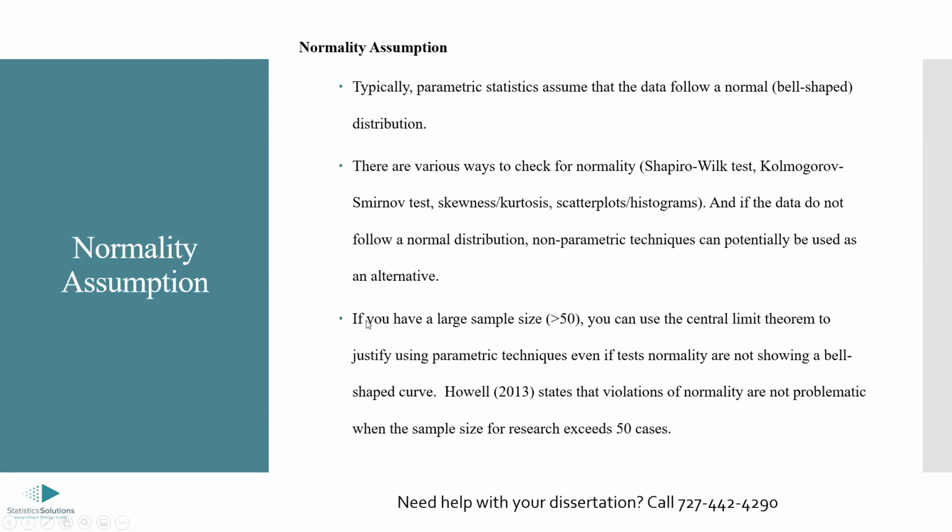The alternative here is if you have a large sample size, generally greater than 50 cases, you can justify normality not being supported with the sample size. And this is called the central limit theorem. And it basically states that the higher your sample size, the more it resembles the true population, which is in turn a normal distribution. So the larger the sample size, the better with any statistic.